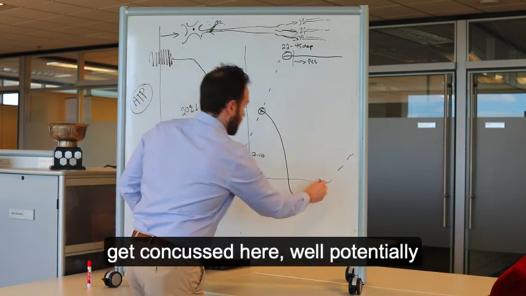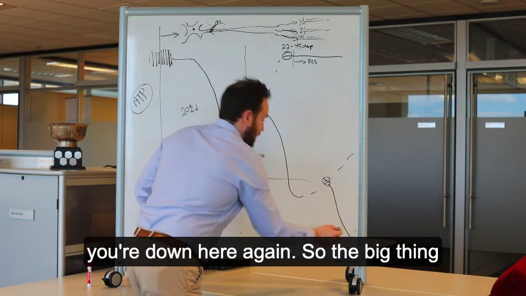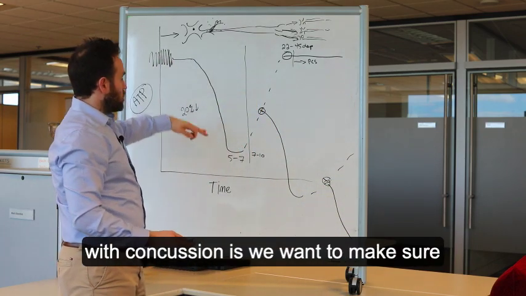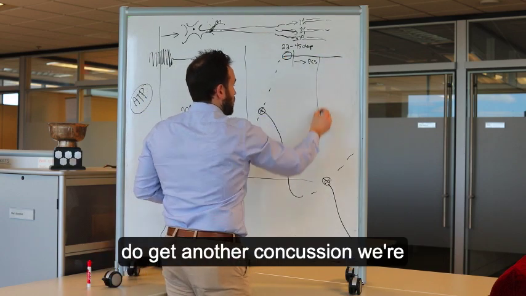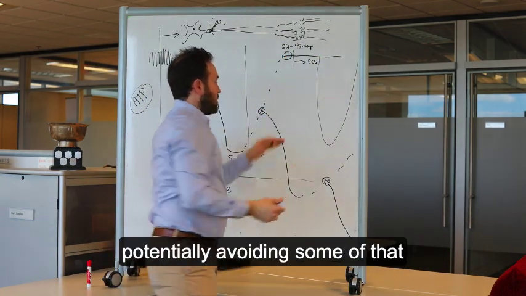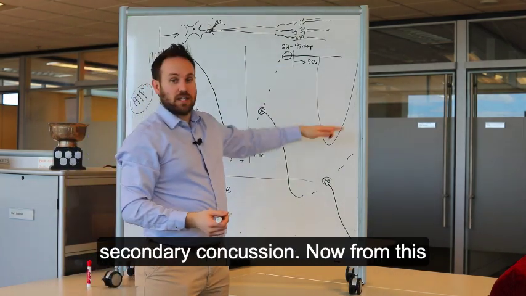Now, what happens if you get concussed here? Well, potentially you're down here again. So the big thing with concussion is we want to make sure we get people to this point so that if they do get another concussion, we're potentially avoiding some of that cumulative effect and we just get a secondary concussion.